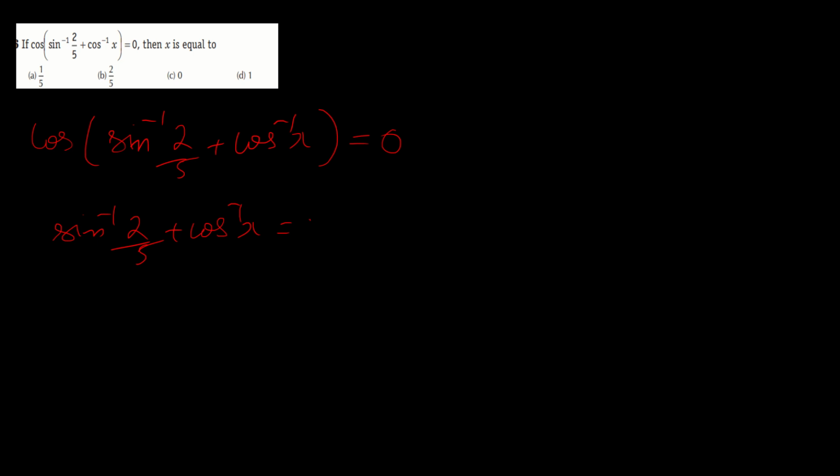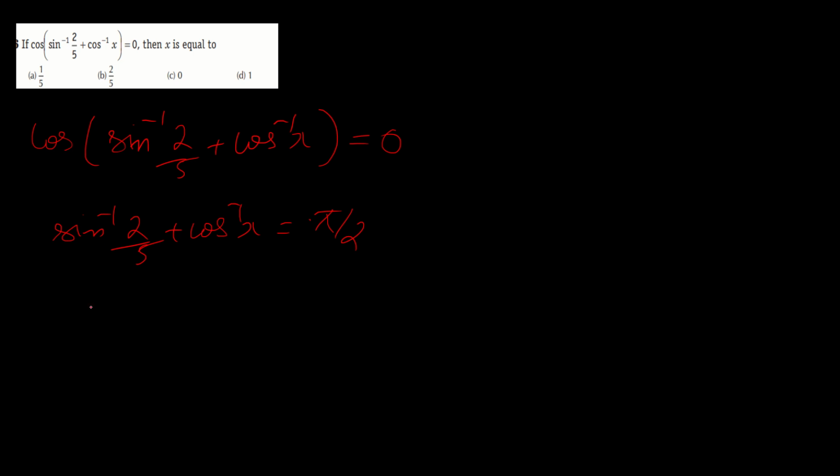That is cos of sine inverse 2 by 5 plus cos inverse x. The reason to write down is that it will be easy for us to do what's next. Let's put this cos in the RHS and see what happens. Sine inverse 2 by 5 plus cos inverse x equal to cos inverse 0. What is cos inverse 0? We get 0 for cos of the angle pi by 2, right?